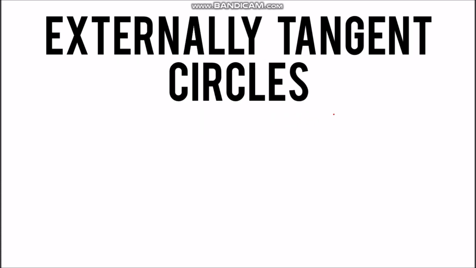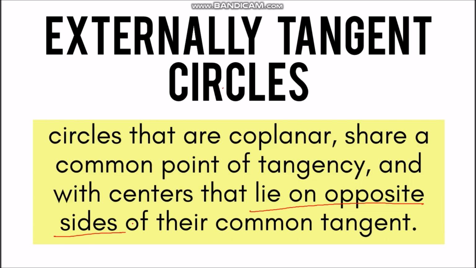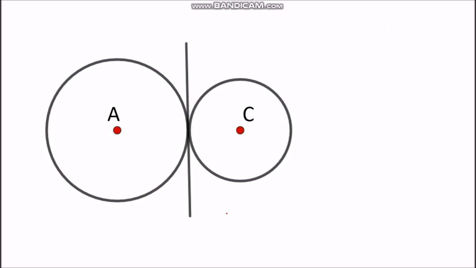So we also have externally tangent circles. It has the same condition as the first one, but the only difference is the centers lie on opposite sides of their common tangent. So it's either one is on the right and one is on the left. Let's take a look at this one. So you have circle A and circle C. Again, they have this tangent right here and they just have 1 point of tangency. Let's say this is point B.